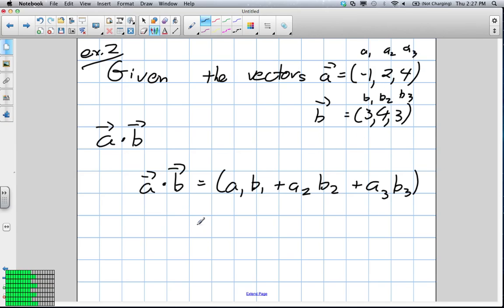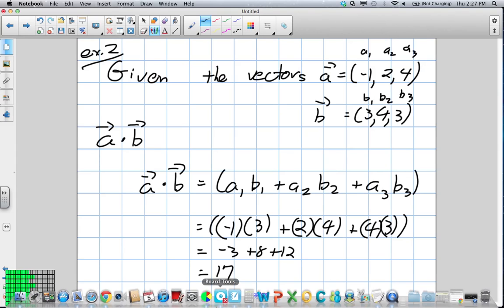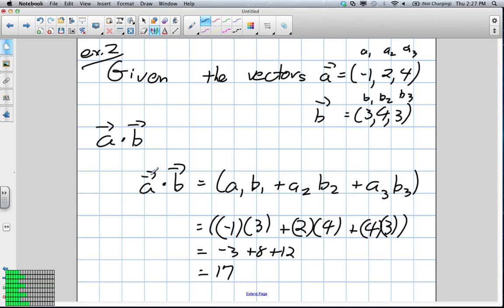Okay, so what that gives us is -1 times 3 plus 2 times 4 plus 4 times 3. We get -3 plus 8 plus 12, which gives us 17. So the scalar, or the number, for vector A dot vector B, the dot product of the two, is the number 17.